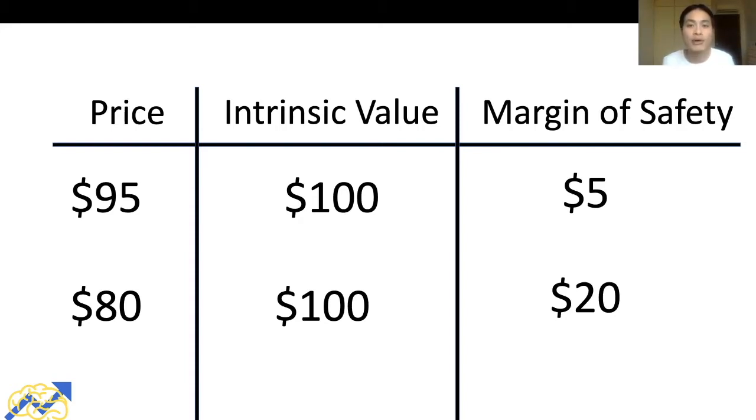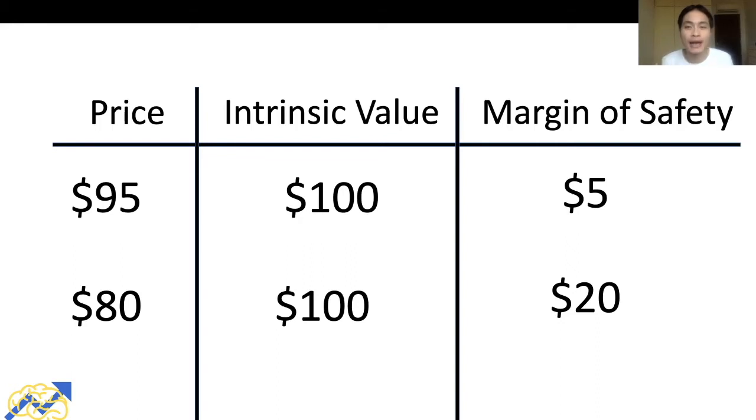Assuming all other variables and things remain constant, which stock will you want to invest in? The first stock with a margin of safety of $5 or the second stock with a margin of safety of $20? As investors in the stock market, we want to invest in the second stock because it has a higher margin of safety, and this higher margin of safety gives us a greater safety net in the stock market. Alright, so that's how we calculate the margin of safety when investing in the stock market.